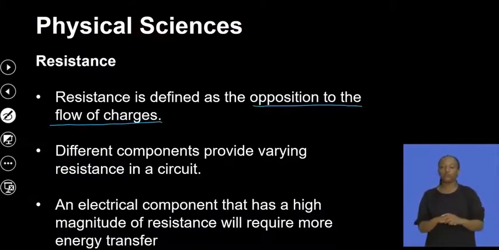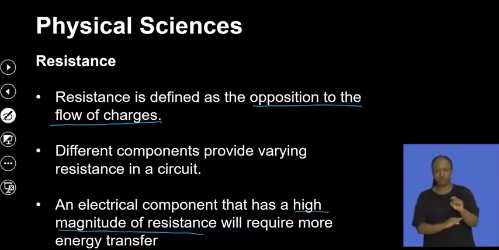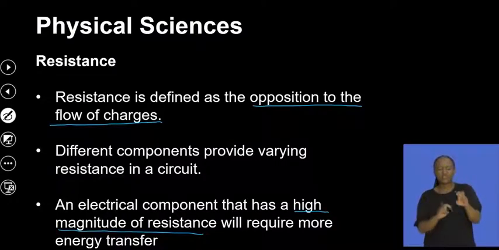We also know that different electrical components provide varying resistance in a circuit. An electrical component that has a high magnitude of resistance will require more energy transfer. What do we mean by that?